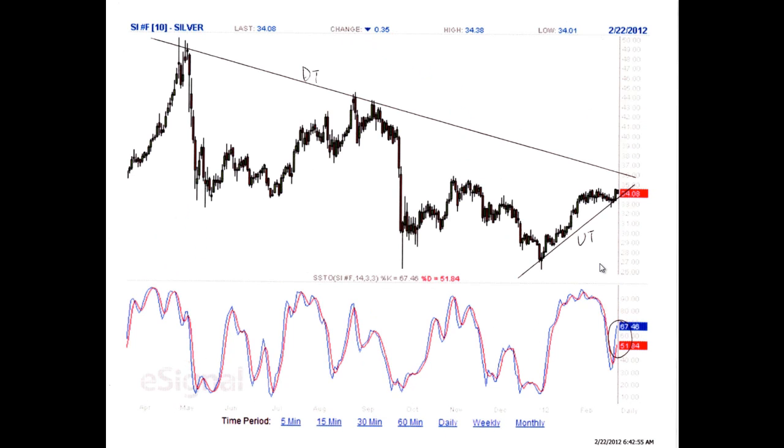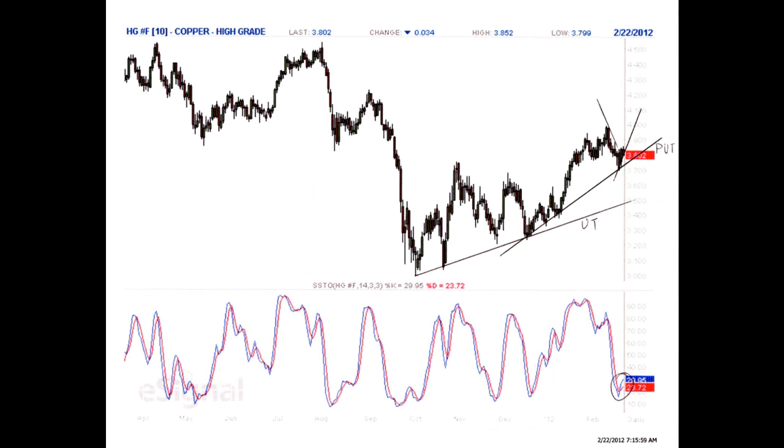Silver, somewhat similar to gold. Good big surge yesterday. Slow stochastic indicator also pointing up. We're coming up towards the downtrend line from March, April last year. Very interesting right now. Looking very positive.